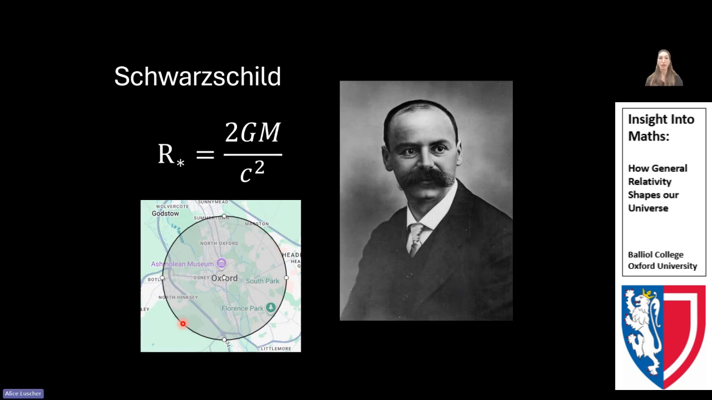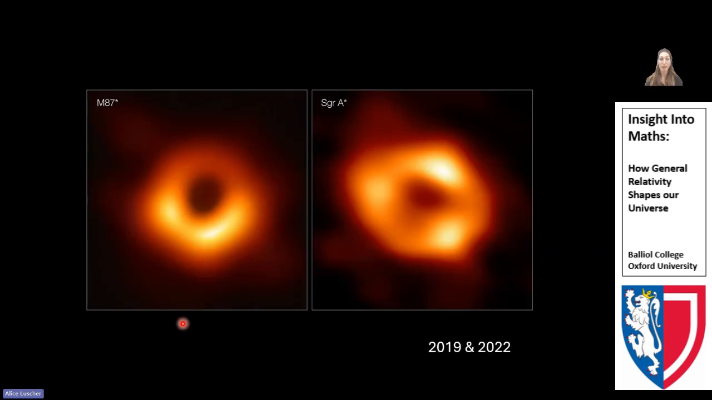So this is just the theoretical prediction, but it actually took another century in order to actually observe these black holes experimentally. And so in 2019, we got the first ever image of a black hole, which was the one of M87.